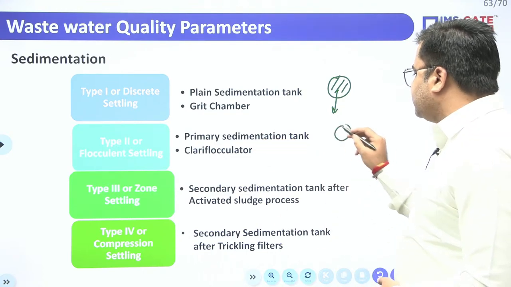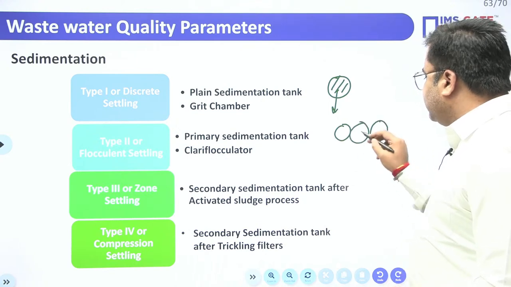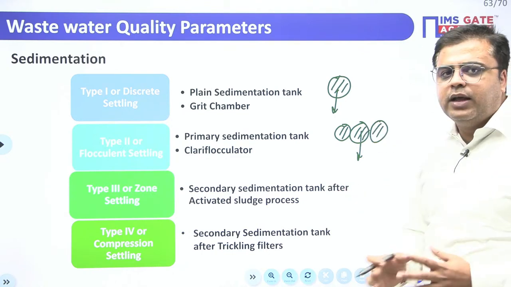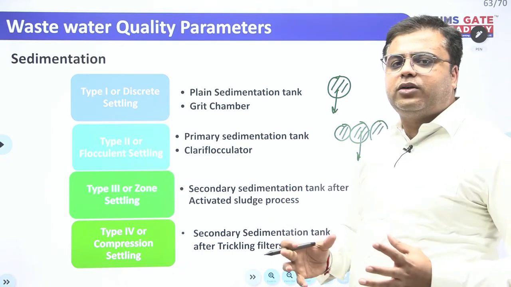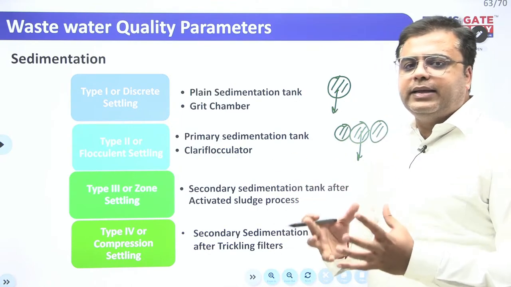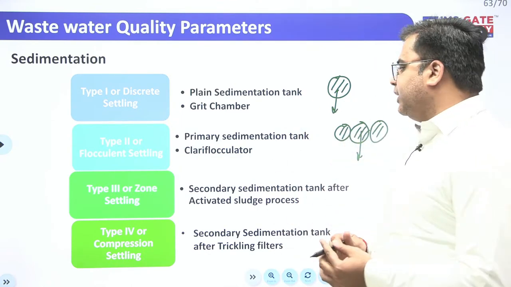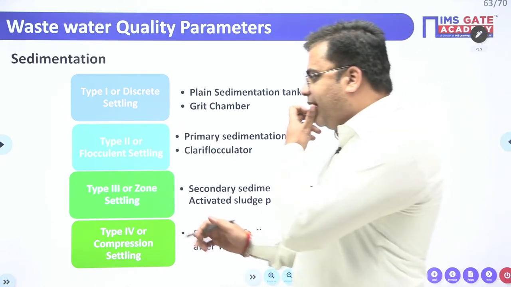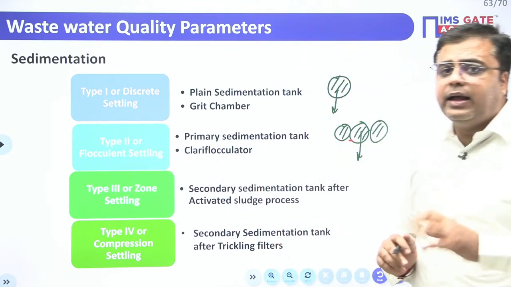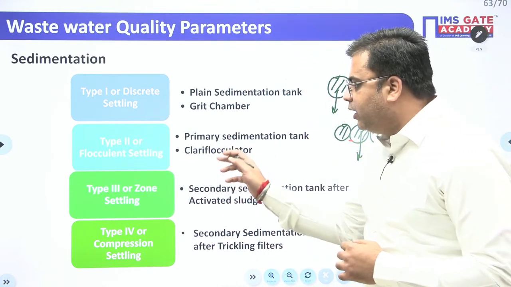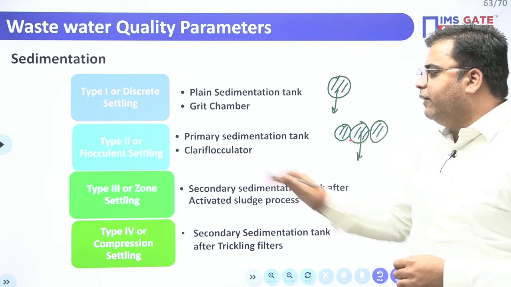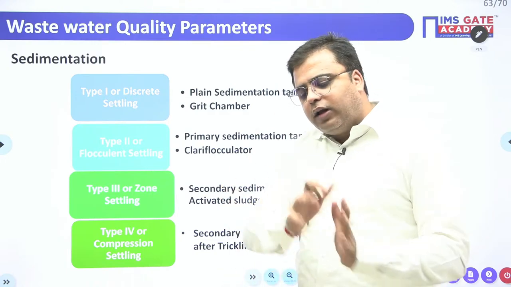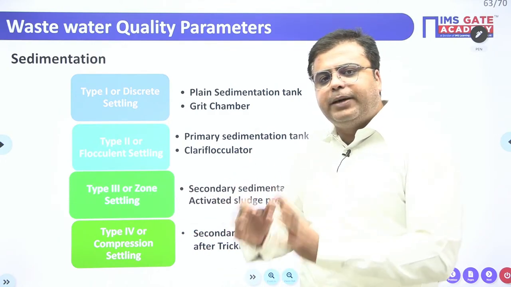Next one is the type 2 settling or flocculent settling. This type of settling is observed when, during settling, the size of the particle increases because of the agglomeration of the other particles. When the other particles come in contact with each other, the size of the particle increases and they settle as a single unit. This type of settling is known as the type 2 settling or the flocculent settling. This type of settling is observed in the primary sedimentation tank after coagulation and flocculation, and also in clariflocculators. Now, a clariflocculator is a single unit where coagulation, flocculation and sedimentation, all the three treatments, happen.